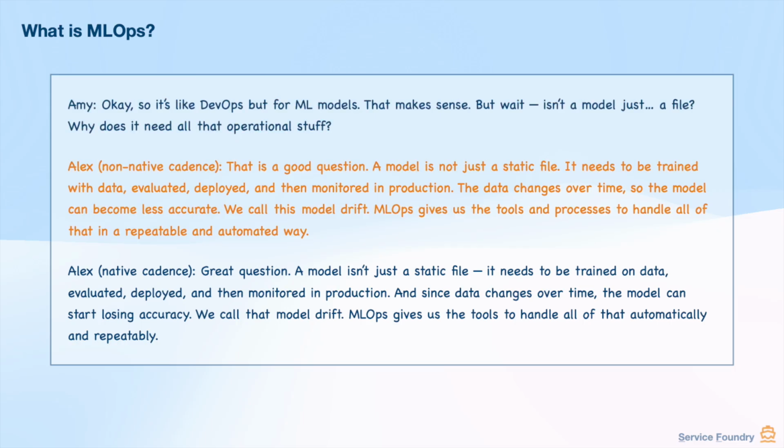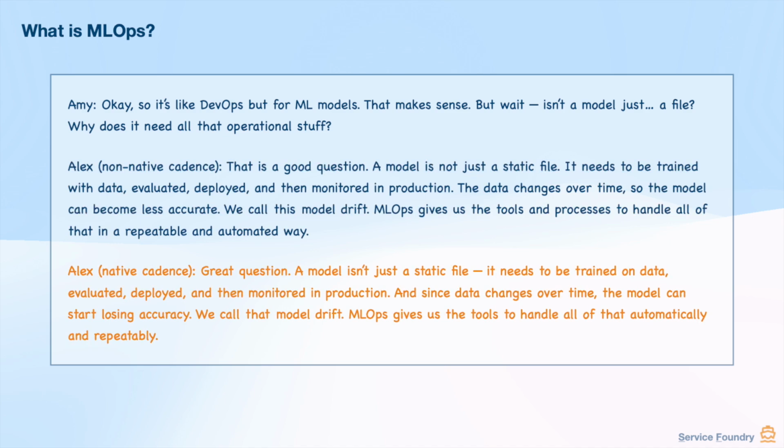That is a good question. A model is not just a static file. It needs to be trained with data, evaluated, deployed, and then monitored in production. The data changes over time, so the model can become less accurate. We call this model drift. MLOps gives us the tools and processes to handle all of that in a repeatable and automated way.